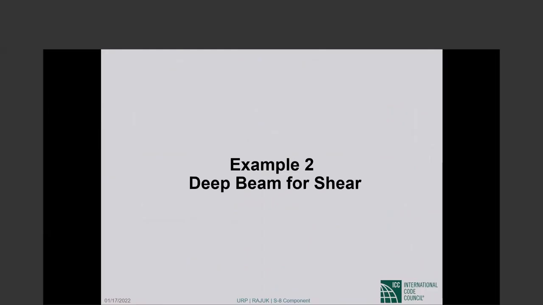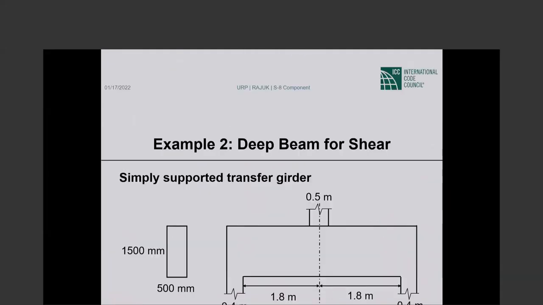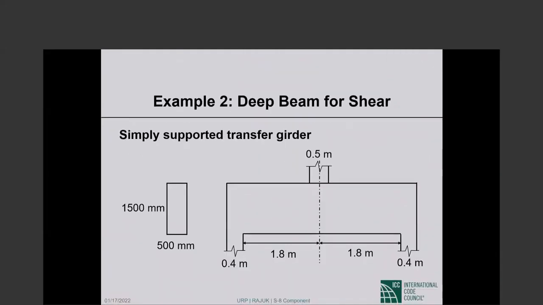Okay, let's do a deep beam for shear. This you will not find too many places, so I think you may like it, and it may be useful to you. So 1500 by 500 is the section. This is a deep beam. Well, we'll figure out whether it's a deep beam or not.